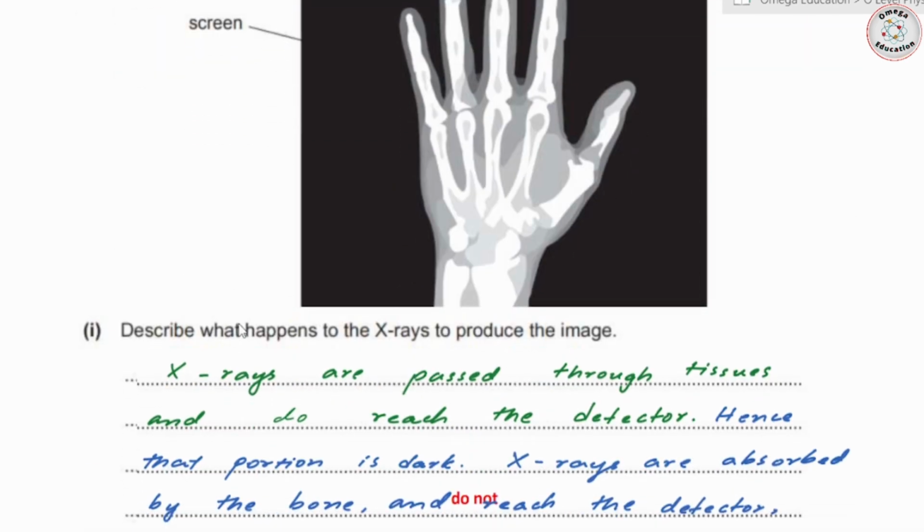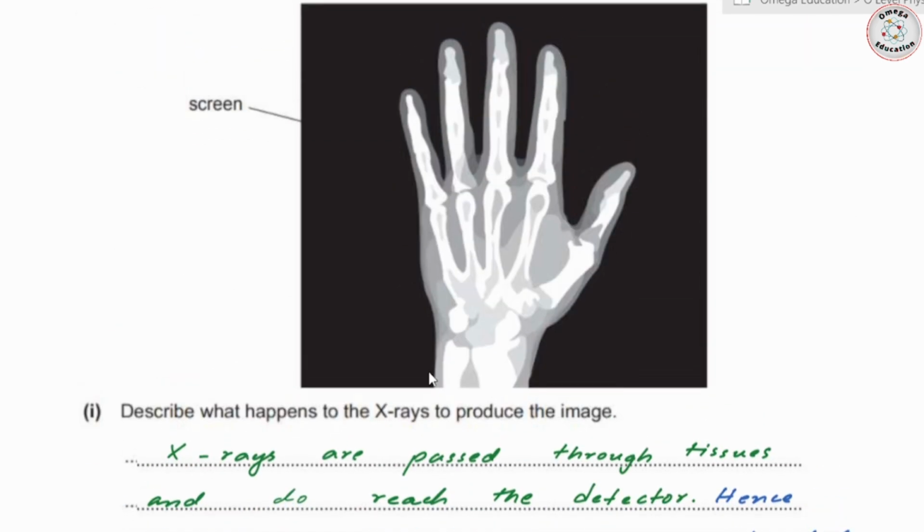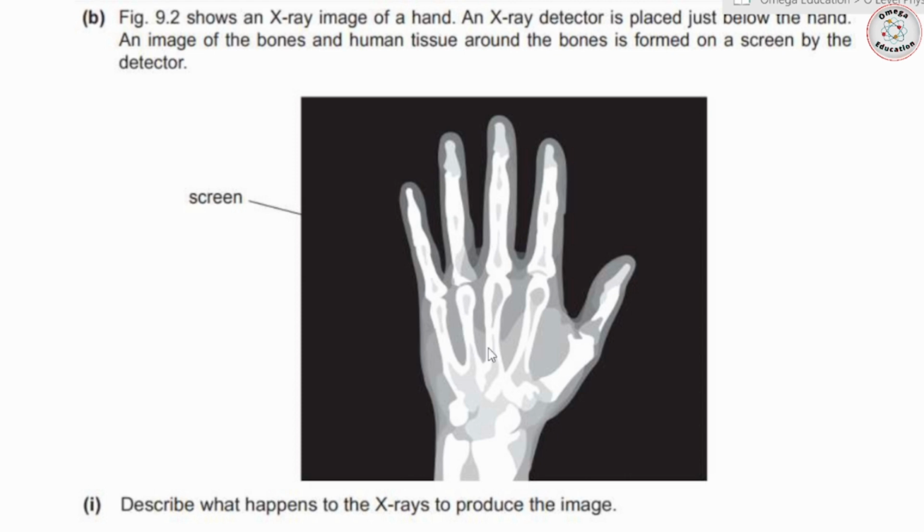Alright, describe what happens to the X-rays to produce this image. This image of the bones of the hand is being produced by the X-rays. How do we use the X-rays to produce this image? The bottom line is the X-rays are able to pass through the flesh, but they are absorbed and blocked by the bones. The part of the image that is white is a portion where the X-rays were blocked by the bones and were unable to reach the detector.